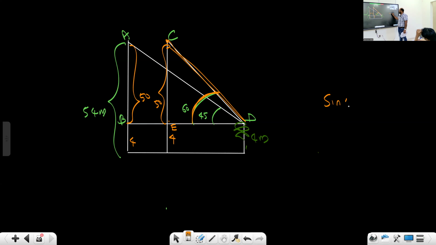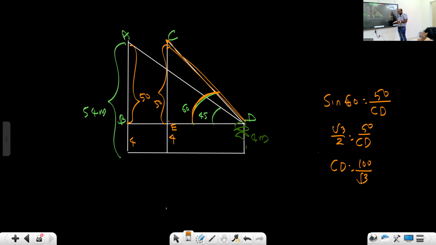Sine 60 equal to opposite side by hypotenuse. What is sine 60? Root 3 by 2. 50 by CD. CD equals 100 by root 3. Root 3 in the denominator is a restriction, so first rationalize it, then only substitute root 3. Multiply and divide: 100 root 3 by 3.